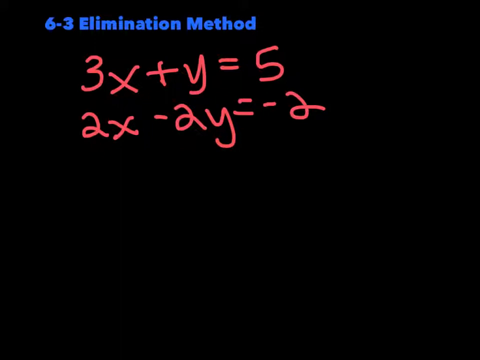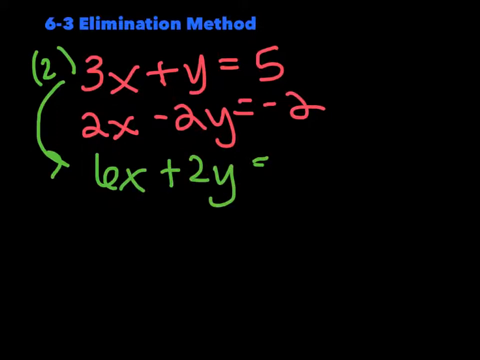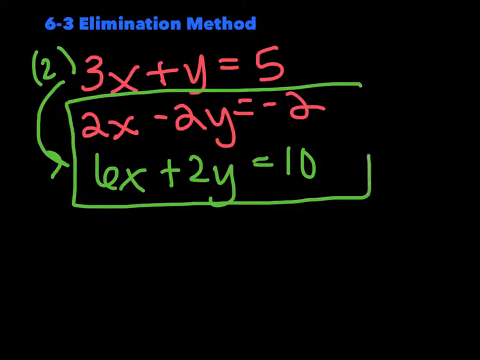So you can just multiply one of these. If you wanted to multiply this top one by 2, as long as you multiply everything by 2, this is what you would end up with. You would end up with 6x plus 2y is equal to 10. And that's fine to do because you multiplied both sides by 2, which is fine. You guys already know that.